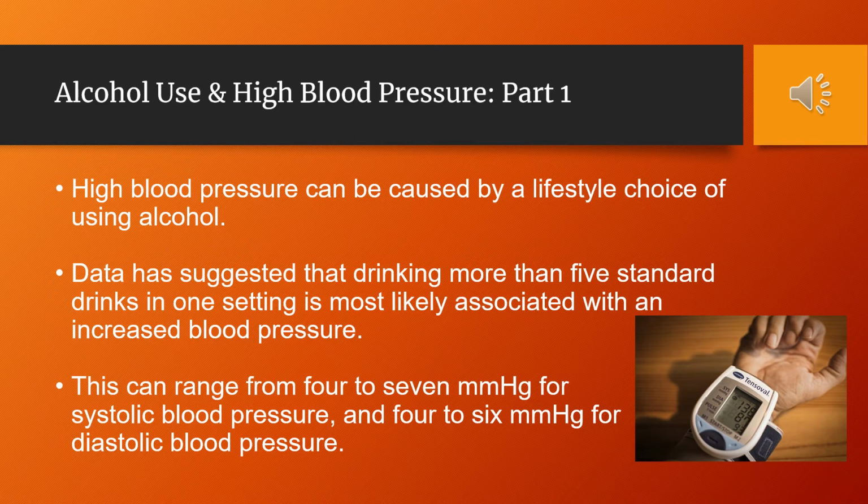High blood pressure can be caused by the lifestyle choice of consuming alcohol. Data has suggested that drinking more than 5 standard drinks in one setting is most likely associated with an increased blood pressure. This can range from 4 to 7 millimeters of mercury for systolic blood pressure and 4 to 6 millimeters of mercury for diastolic blood pressure.